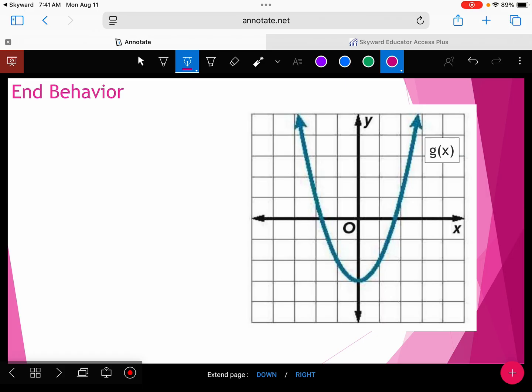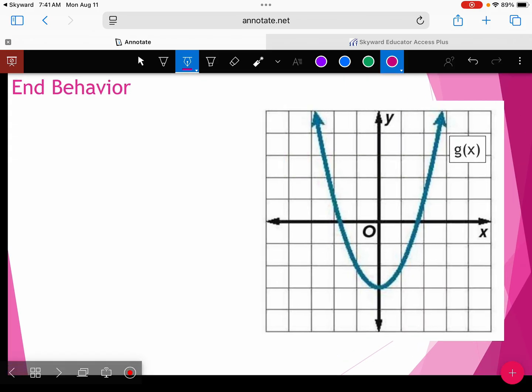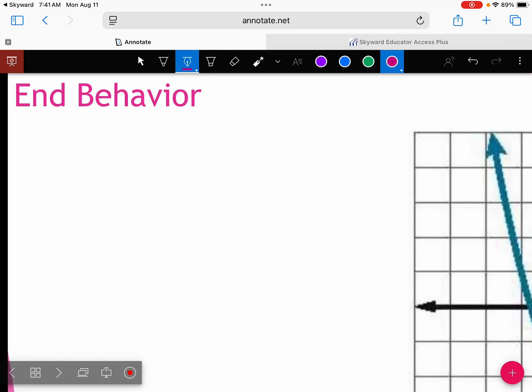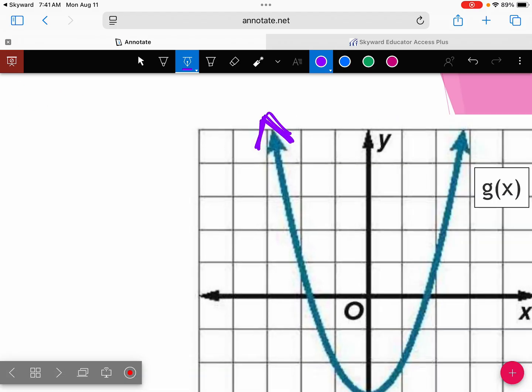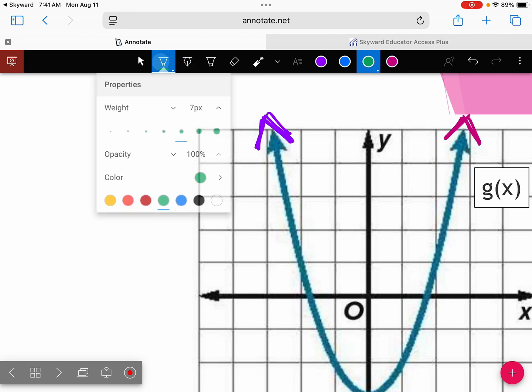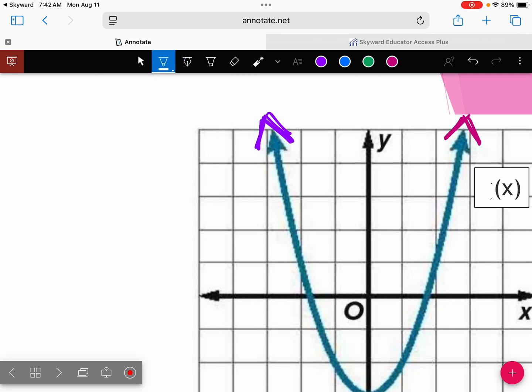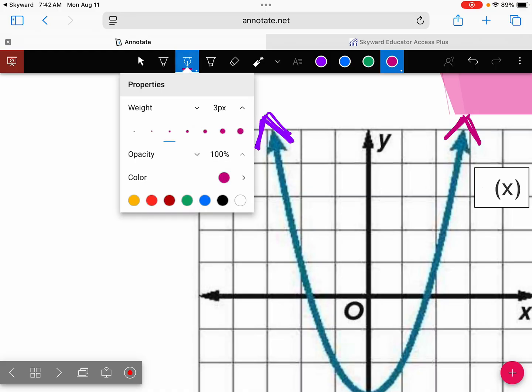Did they do that in the notes? Oh, it's labeled f of x in the notes. Fun times. So with our end behavior, we're looking at our left arrow and our right arrow. So my left arrow over here, my right arrow over here. And I'm just going to change this because in your note packet, this is labeled as f. And so I'm going to make mine match yours.